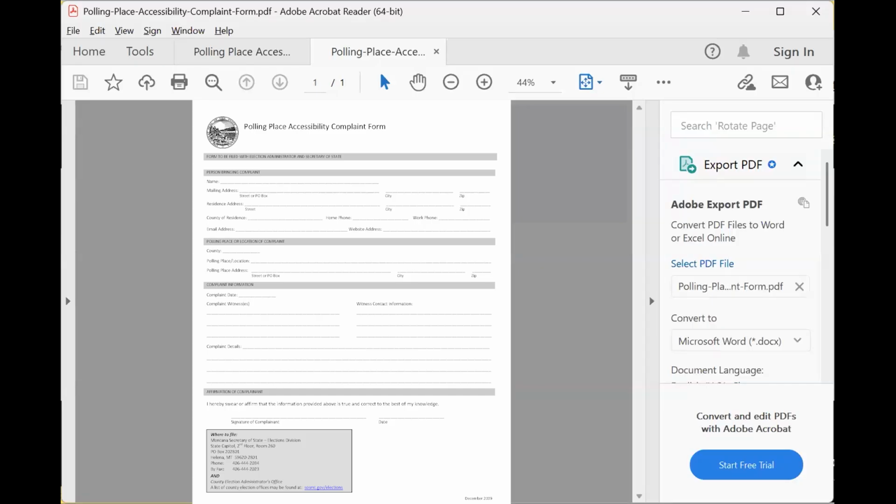So the screen reader is telling me there's an image here, but I don't necessarily know what it's an image of. Polling place accessibility complaint form. So the title of it read out, but it did not read it out as a heading or anything like that. It did read the text there, but it didn't tell me it's a title or a heading. Form to be filed with the election administrator and Secretary of State.